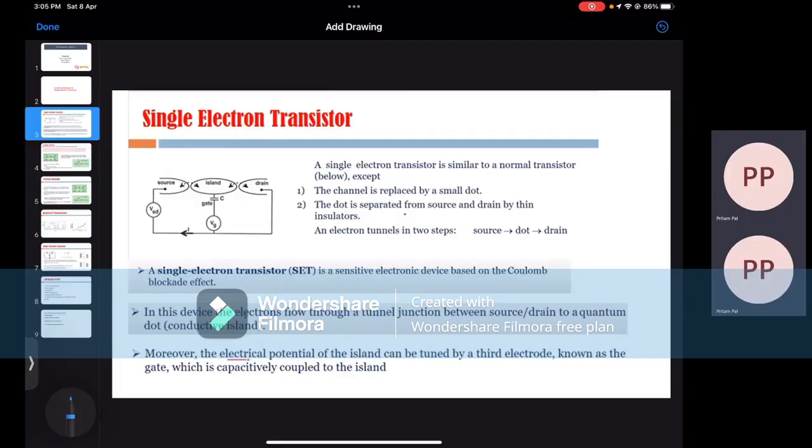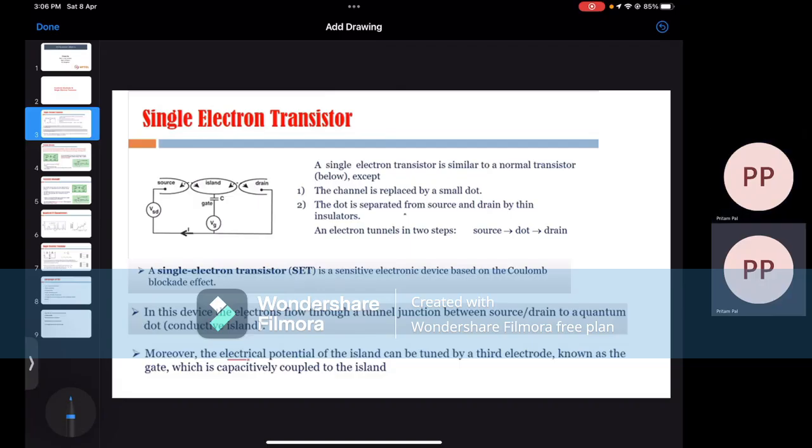Coulomb blockade is a new concept for you actually. The working of the single electron transistor is based on the Coulomb blockade effect. So first, let's see what is a single electron transistor. After that, we'll try to understand what is the Coulomb blockade effect.